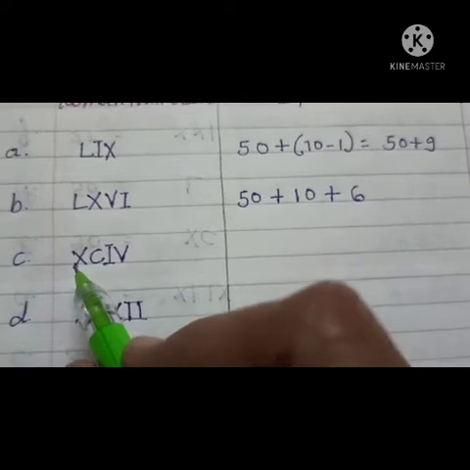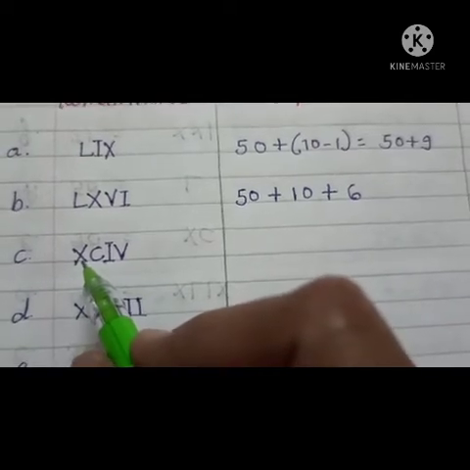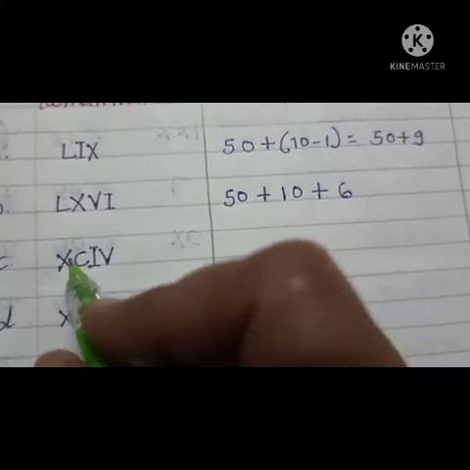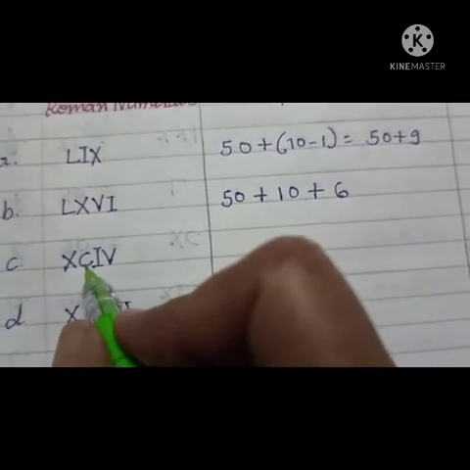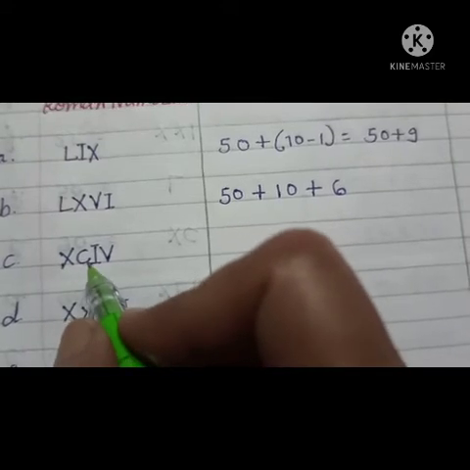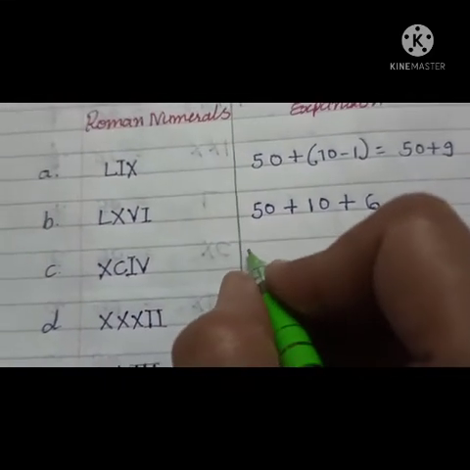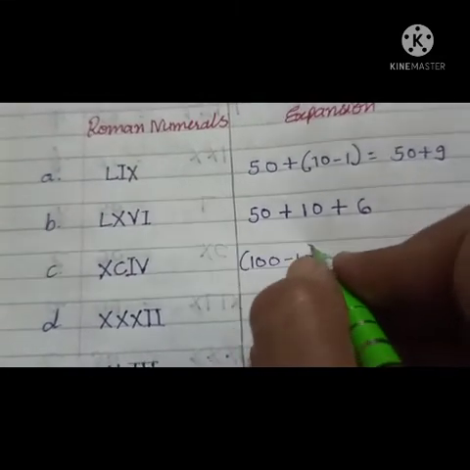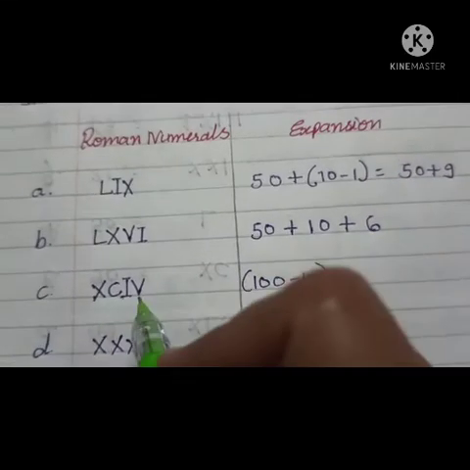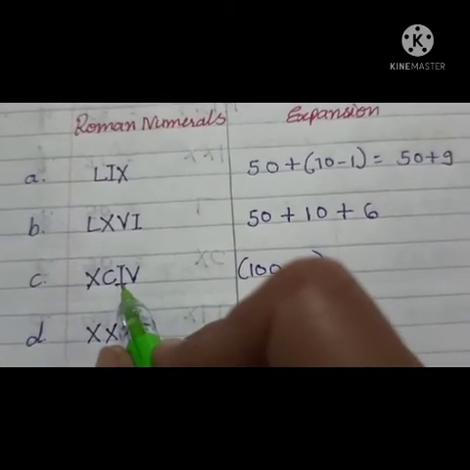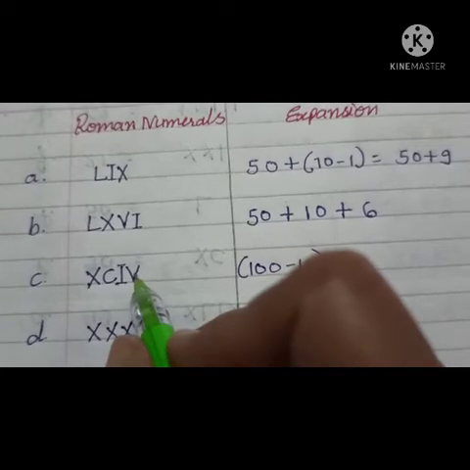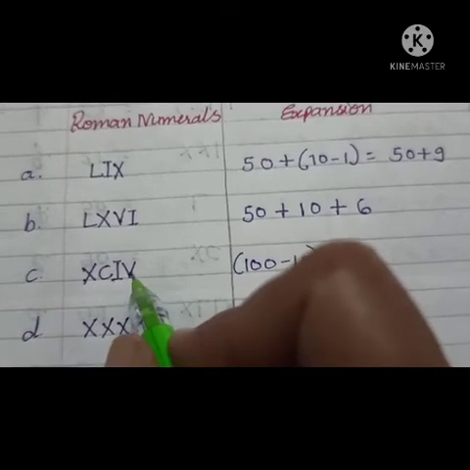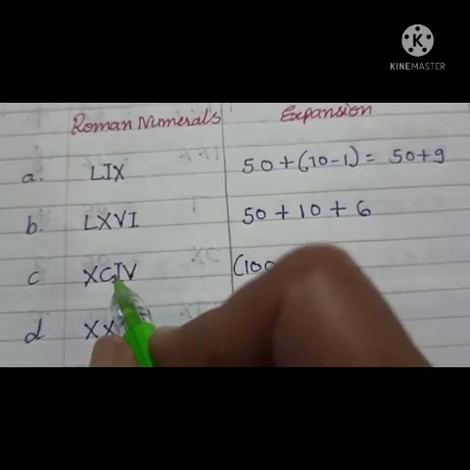Now next, see. X has a value of 10 and C has a value of 100. That means बिगर नंबर के आगे स्मॉलर नंबर है तो हम माइनस करेंगे. 100 minus 10. Right here 100 minus 10. That means 90. I has a value of 1 and V has a value of 5. That means 5 minus 1.